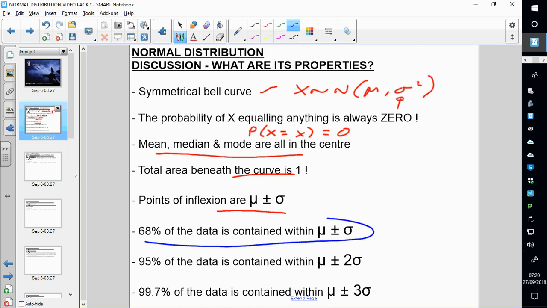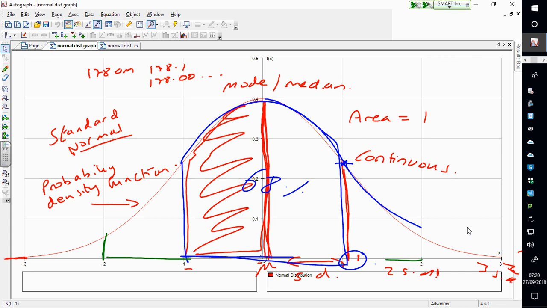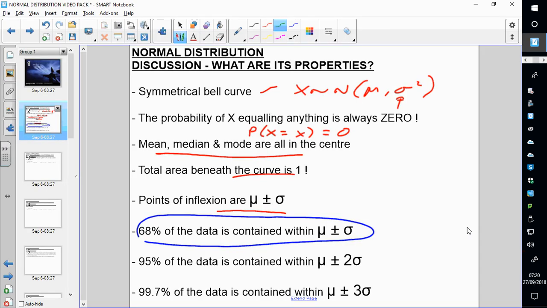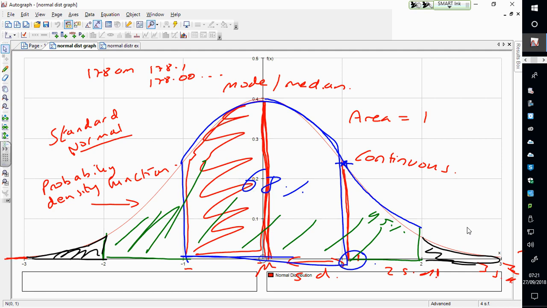Important facts then: 68% of the data is contained within mu plus or minus one standard deviation. So that means one standard deviation either side of the mean contains 68% of all your data. Okay. Two standard deviations away from the mean, as you can see, contains 95% of all the data. And 99.7% of all your data is three standard deviations away from the mean either side. Okay, so 99.7%. Why is that helpful?